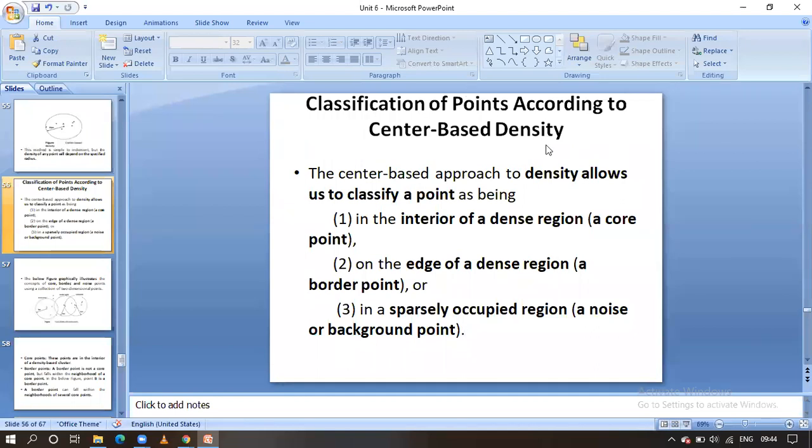These are the classification of points according to the density-based approach. Whenever in the exam they ask about DBSCAN, these points you must and should include. That is, what is meant by a core point, what is meant by a border point, and what is meant by a noise or background point. These things you must include.